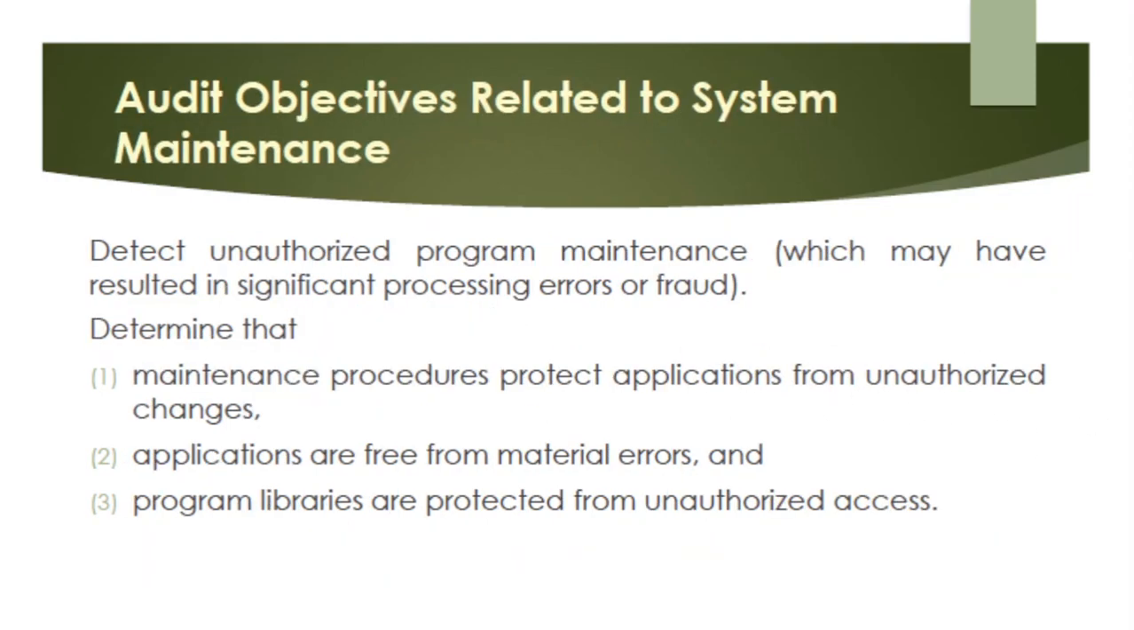Now, what are the audit objectives related to systems maintenance? To detect unauthorized program maintenance which may have resulted in significant processing errors and frauds. So, we need to determine that maintenance procedures protect applications from unauthorized changes. Thus, again, you make use of SPL management systems to avoid such things. Then, determine that applications are free from material errors. And lastly, determine that program libraries are protected from unauthorized access.